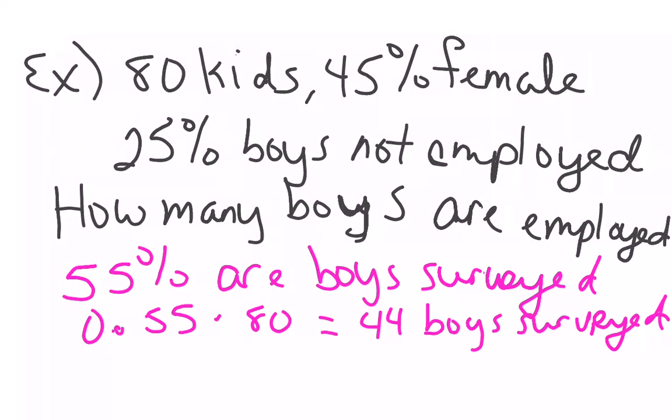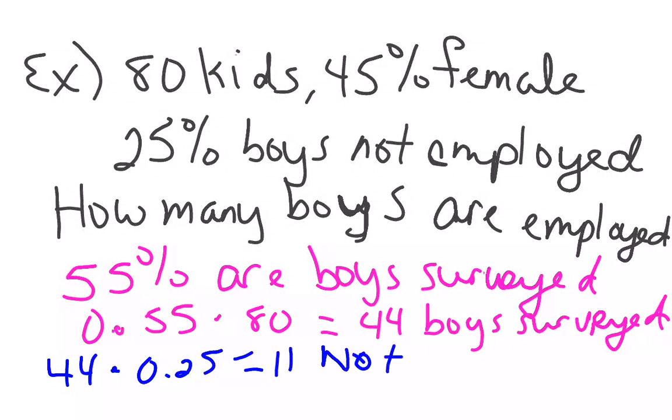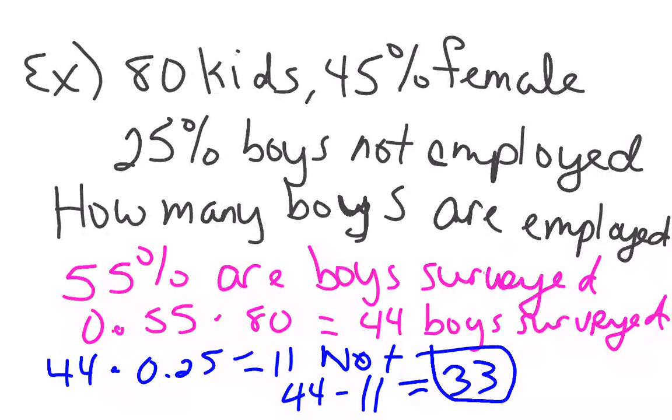Okay? But it says 25% showed that they were not employed. So how many is that? Well, what is 25% of 44? So 44 times 0.25 is 11 that are not employed. So if we subtract those, 44 minus 11 means our answer is 33. 33 boys that were surveyed are actually employed outside of school.